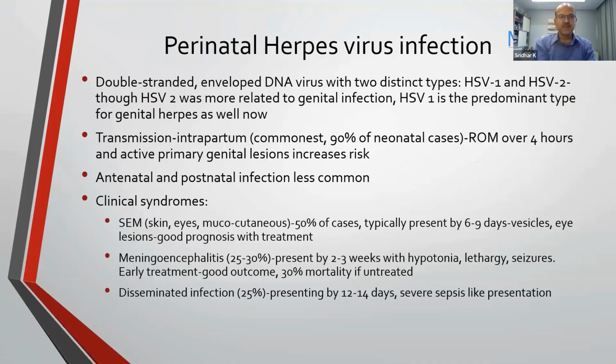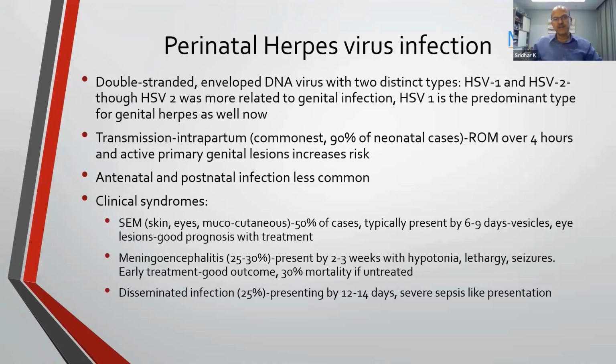Coming to perinatal herpes virus, herpes is a double-stranded DNA virus with two distinct types, herpes simplex 1 and 2. Previously, we used to say type 2 was related to genital infection, but currently we see type 1 associated with both genital and non-genital symptoms.